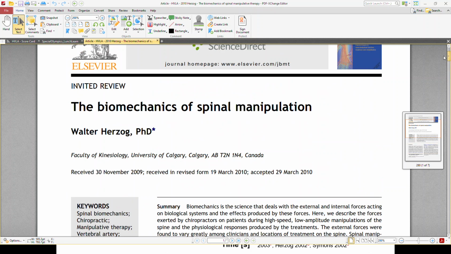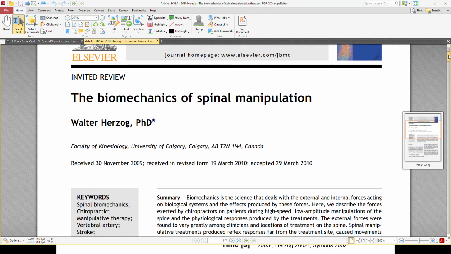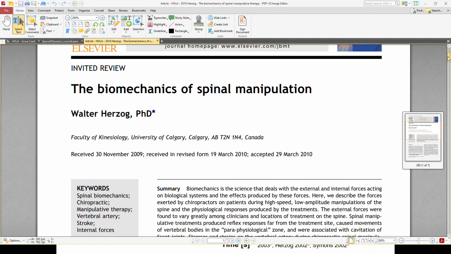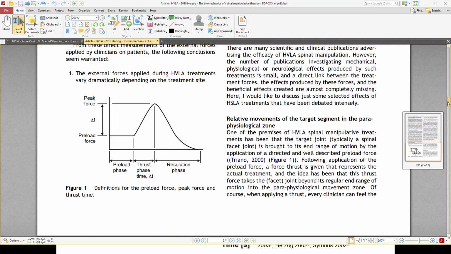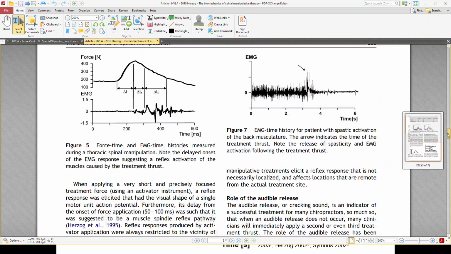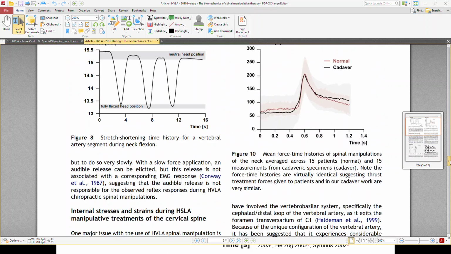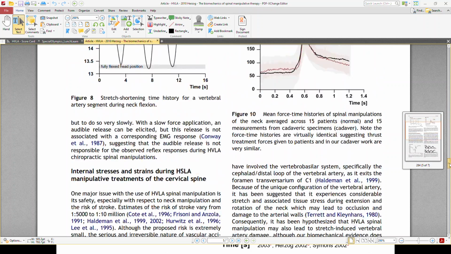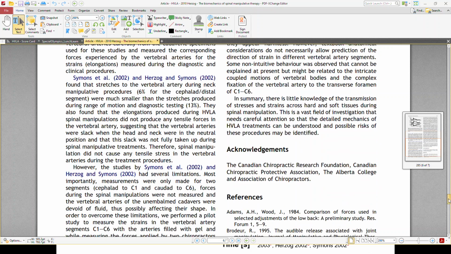This is from Walter Herzog, PhD at the University of Calgary, who speaks about the biomechanics of spinal manipulative therapy, not only within this study, but also in prior and future studies dating back to 2002 and up to current history. And they mention figure 10. They show it here, but it's really mentioned in their discussion section.